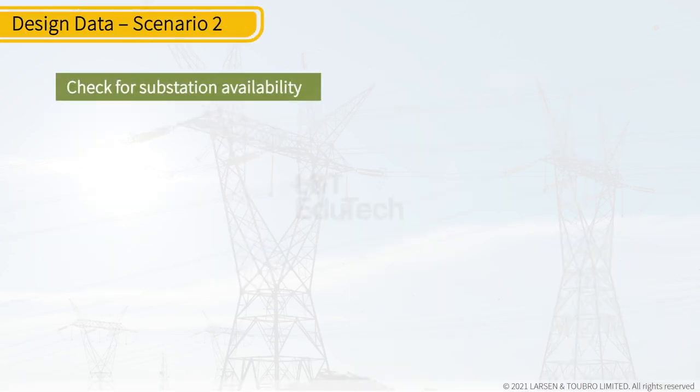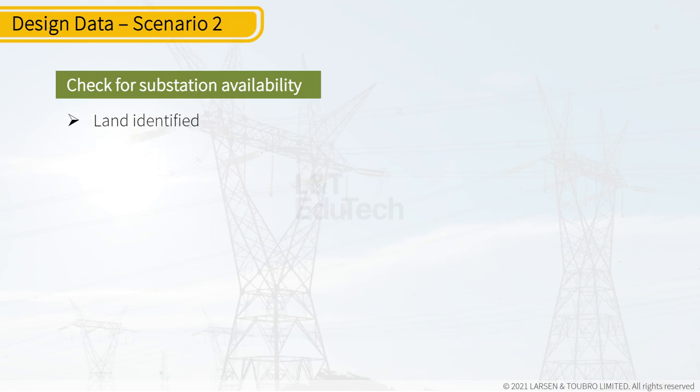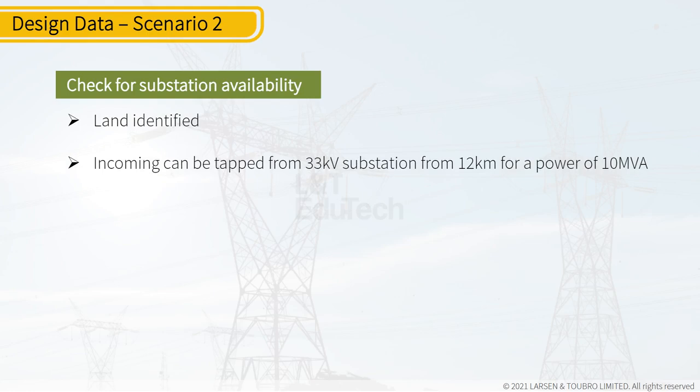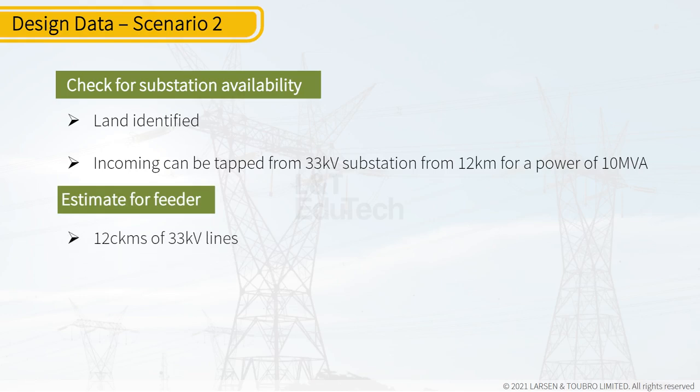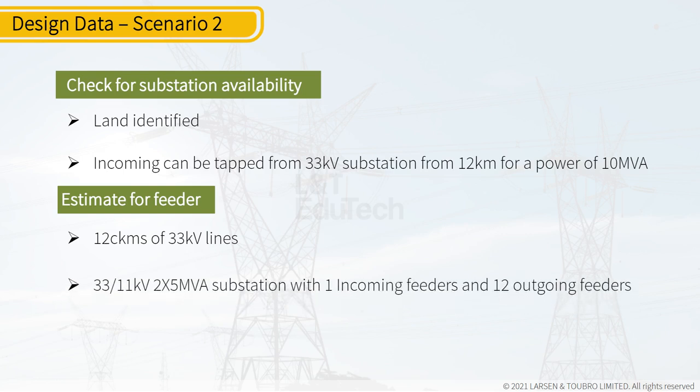Check for substation availability. Scenario: 33 kV line for the new substation is not available. Land identified. Incoming can be tapped from a 33 kV substation 12 km away for a power of 10 MVA. Estimate for feeder: 12 km of 33 kV lines, 33/11 kV 2x5 MVA substation with 1 incoming feeder and 12 outgoing feeders, 11 kV lines, DTRs and LT lines as required based on survey.